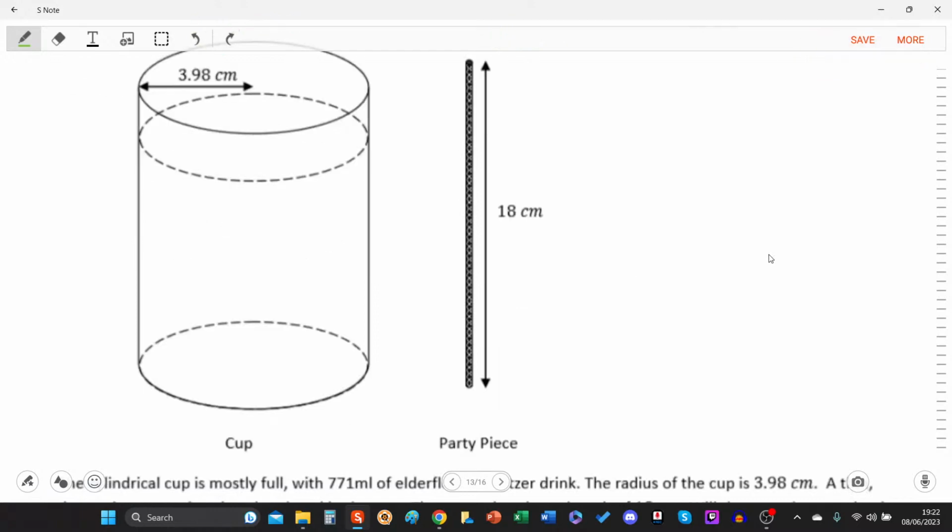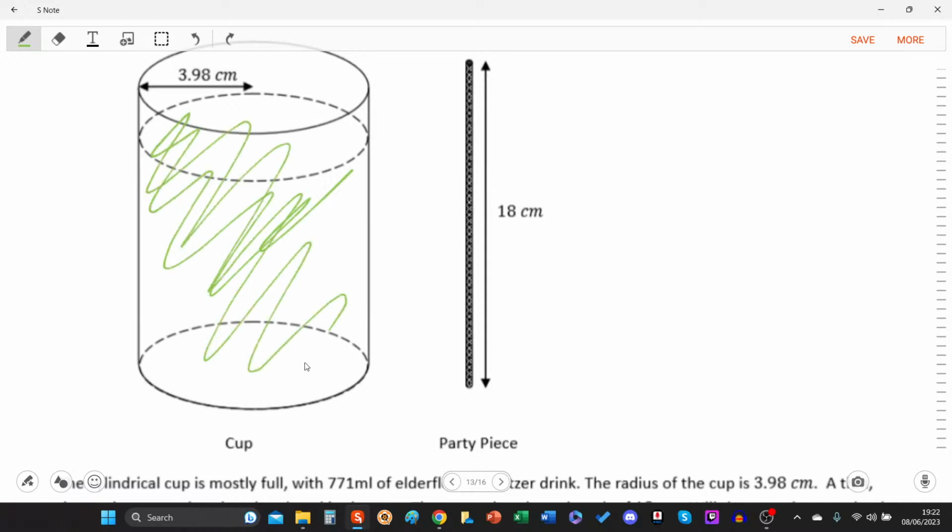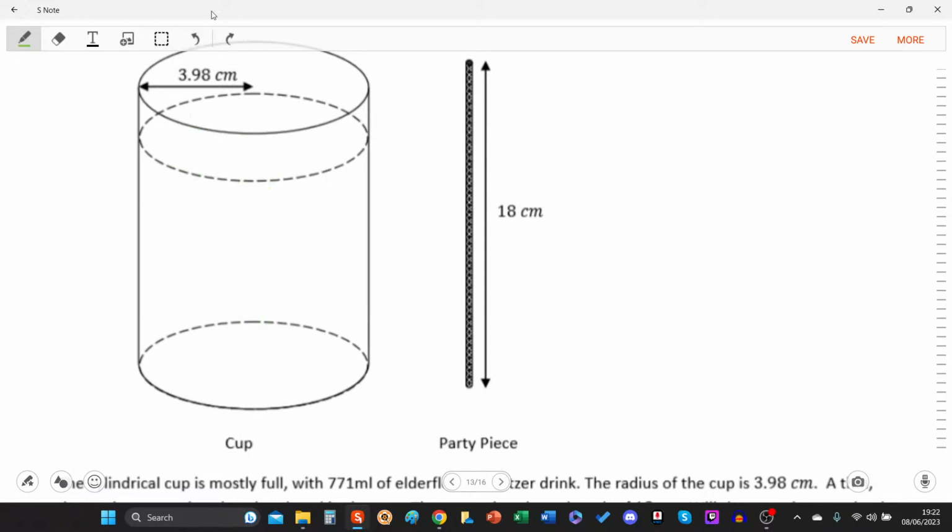All right, what's this then? How can I get it so you can see it? Probably best here. So this is a cup. Yes, it is. And the cup has got, this here is juice. We'll read it. Let's read the question. This here is a party piece.